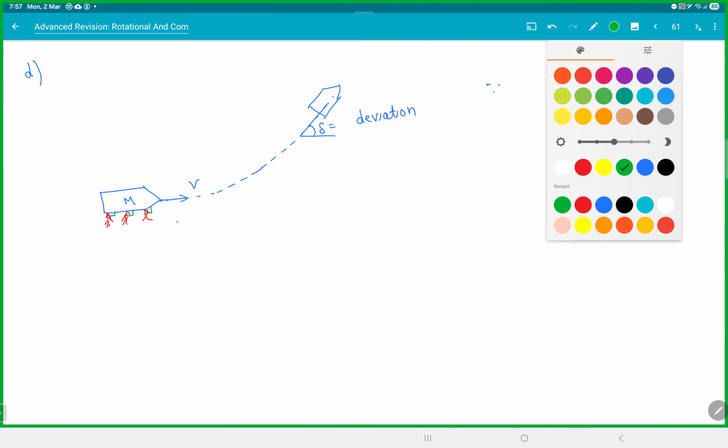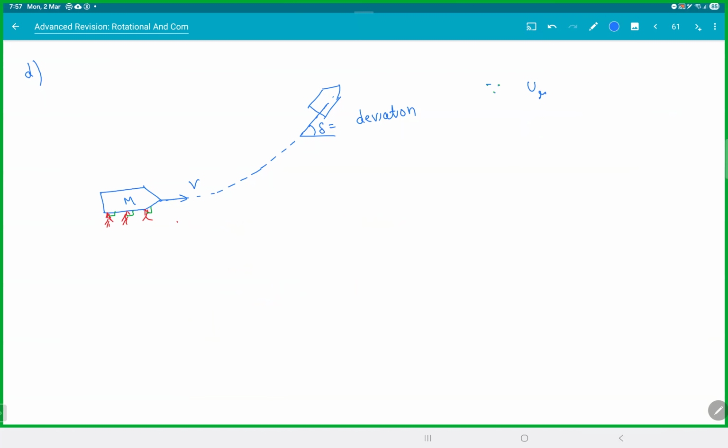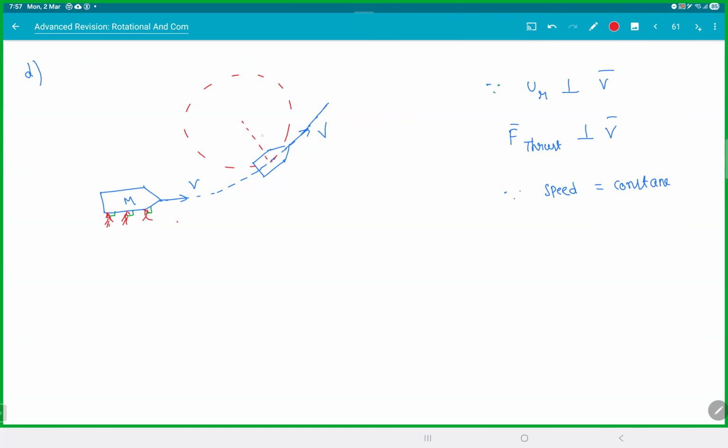We start the argument like this. Since u r is perpendicular to v bar, the force is perpendicular. F thrust is perpendicular to velocity. Therefore, speed of the rocket is constant. So all this force is used actually for the centripetal acceleration. Whenever you take this rocket, which is going with speed v, at any instant, you can treat this to be going in a circle with a radius r.